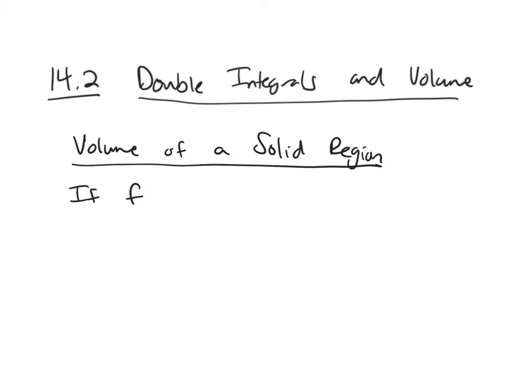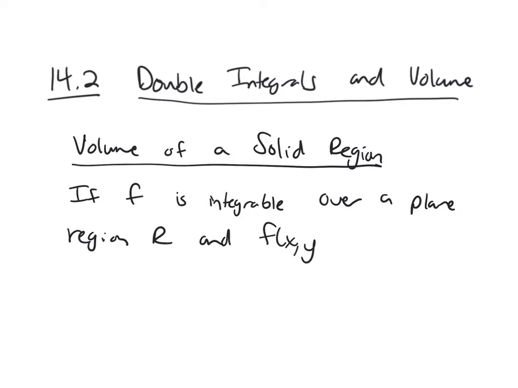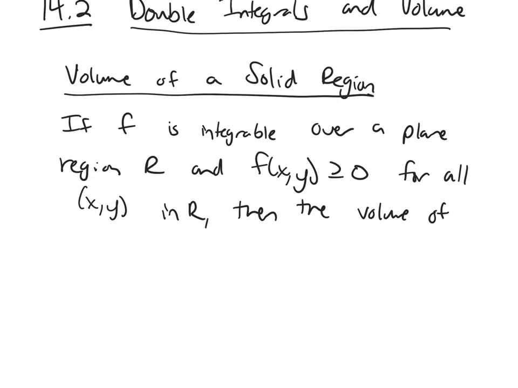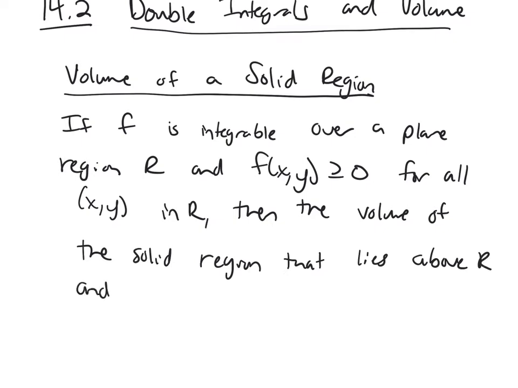If your function f is integrable over a plane region R, and your function f of x, y is not negative for all x, y in R, then the volume of the solid region that lies above R and below the graph of f is V.